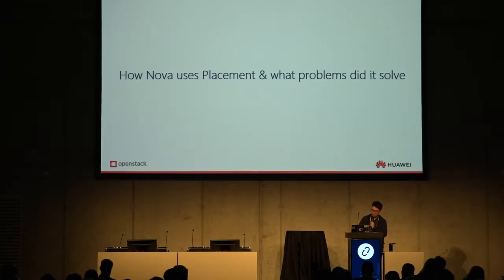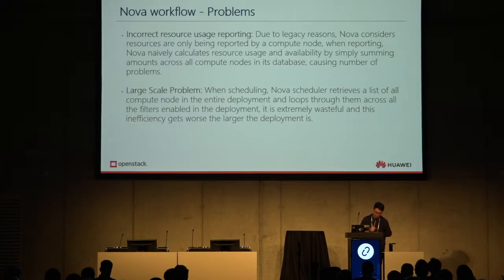Now, after knowing the basic concepts, we are going to look at how Nova uses placement, and what kind of problems it solved. Let me start with the problems we had in Nova before we had placement. The first one is incorrect resource usage reporting. Due to legacy reasons, Nova considered resources as being reported by compute nodes, but only by compute nodes. When reporting, Nova calculates resource usage and availability by simply summing across all the compute nodes in the database. This causes some problems.